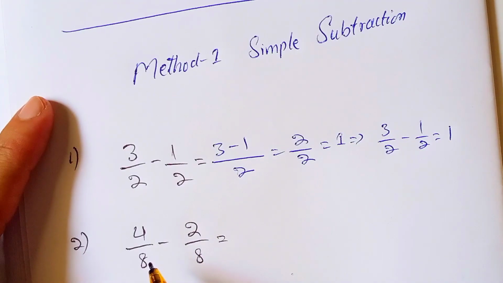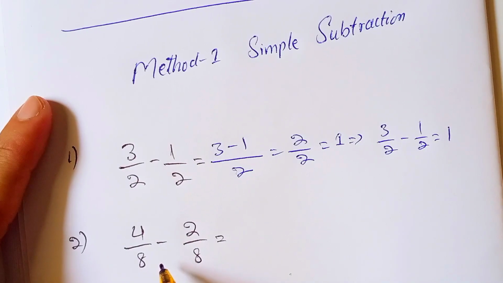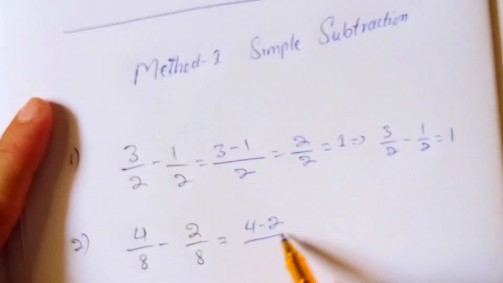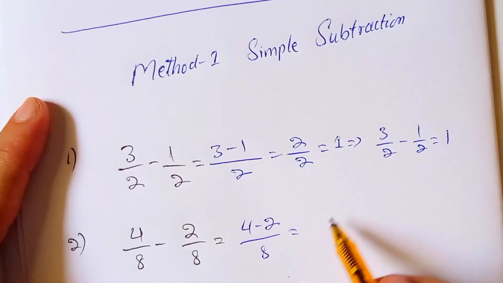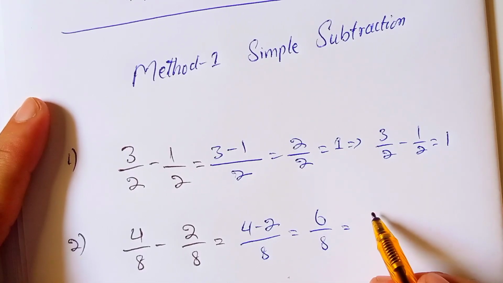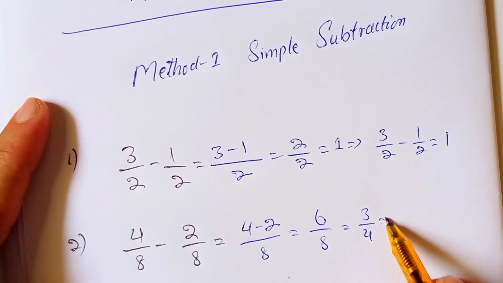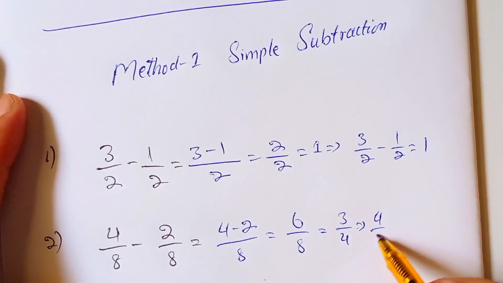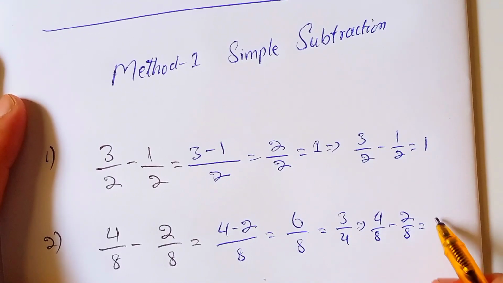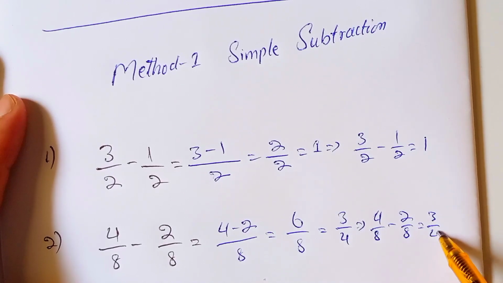Now here is another example, 4 over 8 minus 2 over 8. Again, the denominator of both of the fractions are same, so we'll keep the denominator same and subtract the numerator. So 4 minus 2 over 8 is equal to 6 over 8, which is equal to 3 over 4. So we can say that 4 over 8 minus 2 over 8 is equal to 3 over 4.